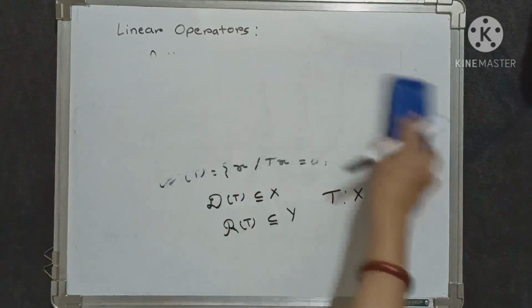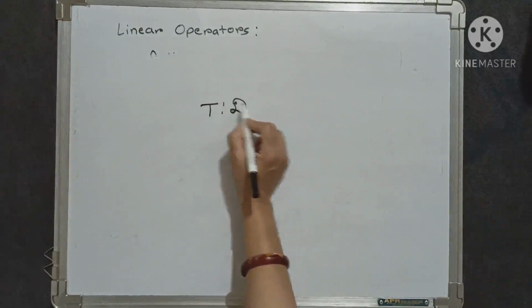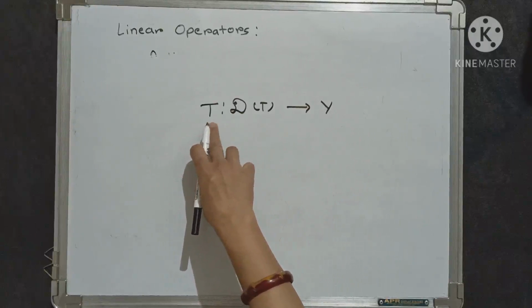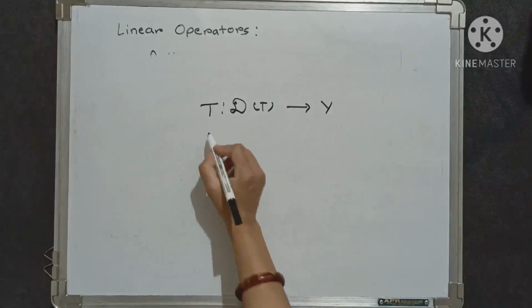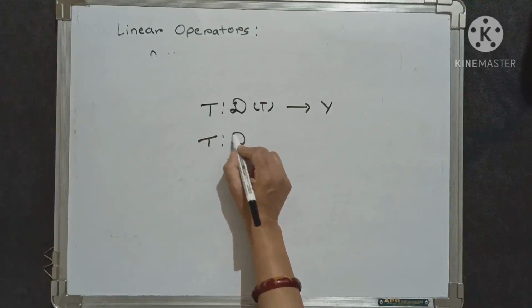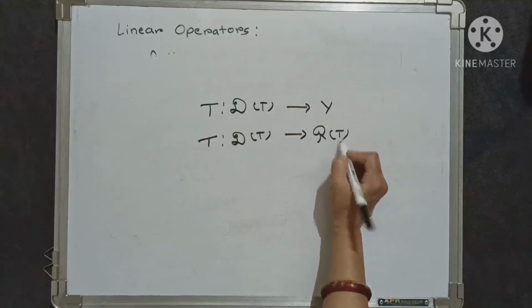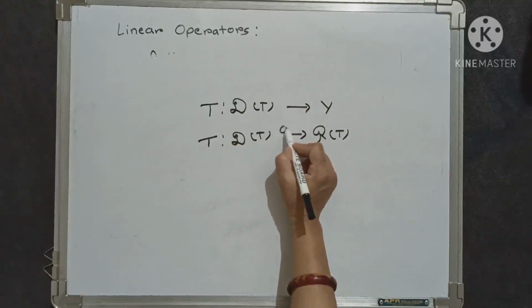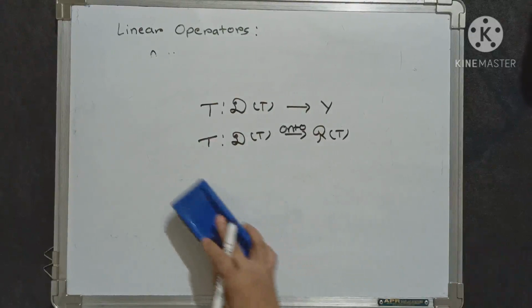Now if we have the linear operator, when we are taking the mapping capital T from the domain D(T) to capital Y, then we say that this is a linear operator from D(T) into capital Y. But when we write the mapping capital T from D(T) to the range set R(T), then this is a linear operator from D(T) onto R(T). This mapping is always an onto map. This is about the linear operator.